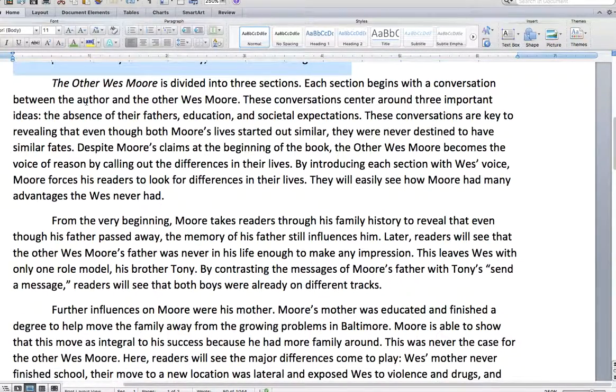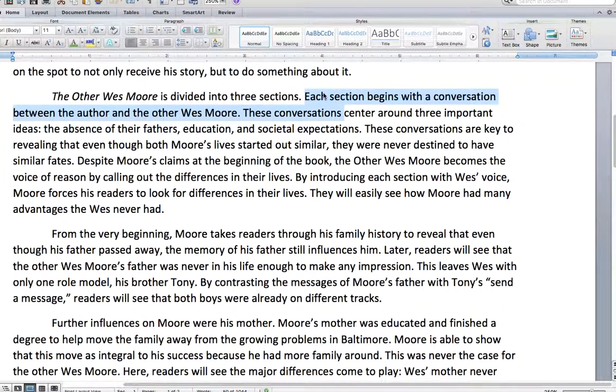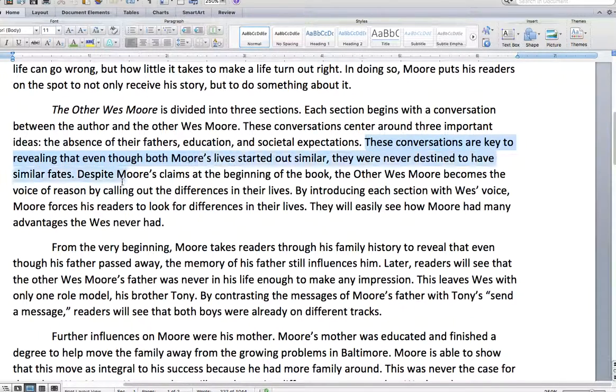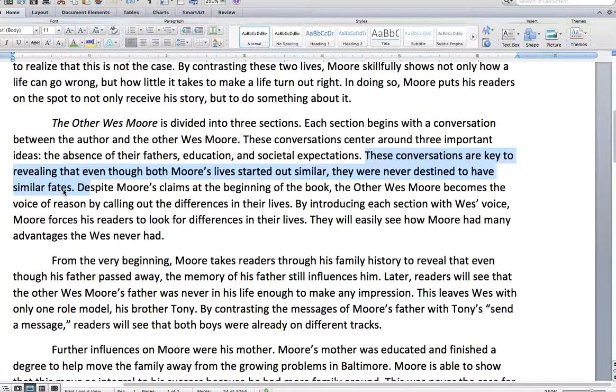The Other Wes Moore is divided into 3 sections. So rather than just summarizing, I am telling you how it works. It's divided into 3 sections. Each section begins with a conversation between the author and the other Wes Moore. The conversations center around 3 important ideas: the absence of fathers, education, and societal expectations. These conversations are key to revealing that even though the Moores' lives start out similar, they were never destined to have similar fates. So already I'm addressing Moore's claim and showing you that it's not true.